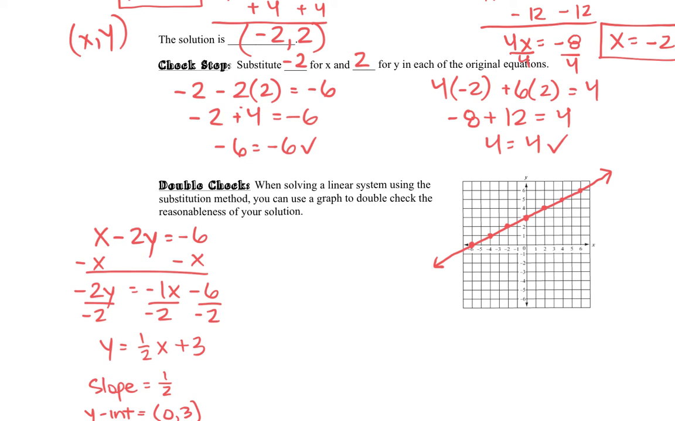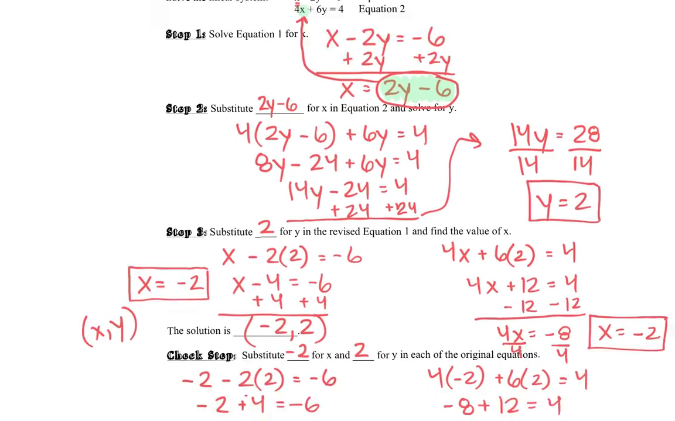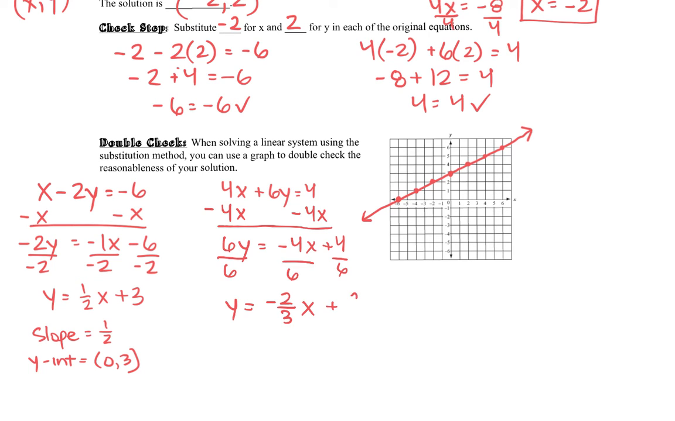Then I'm going to take my second equation, which is 4x plus 6y equals 4. Make sure I got that right. Yep. Okay, again, I need to get the y by itself. So here I've got 6y equals negative 4x plus 4. Divide by 6. And I get y equals negative 2/3 x plus 2/3.